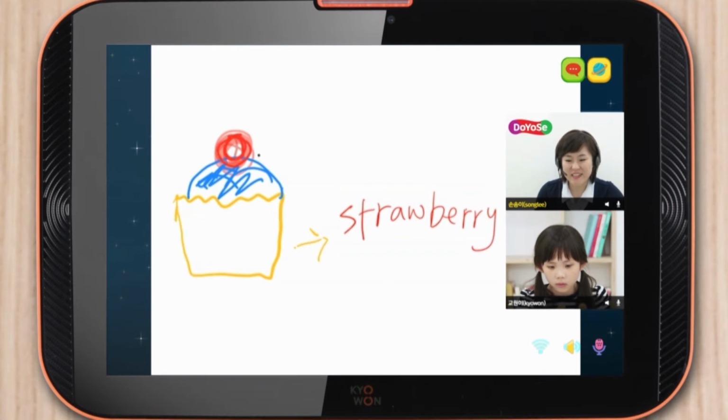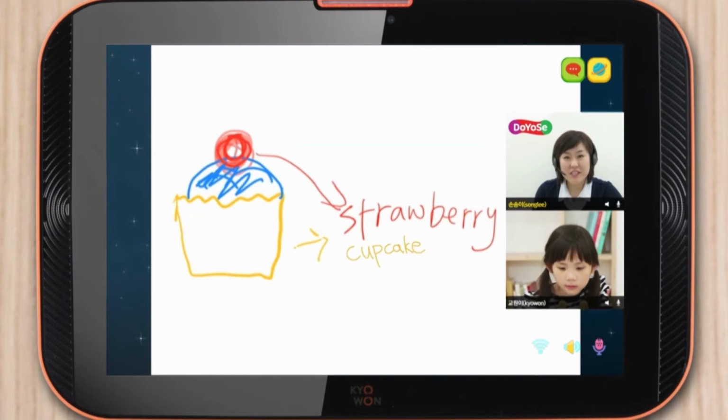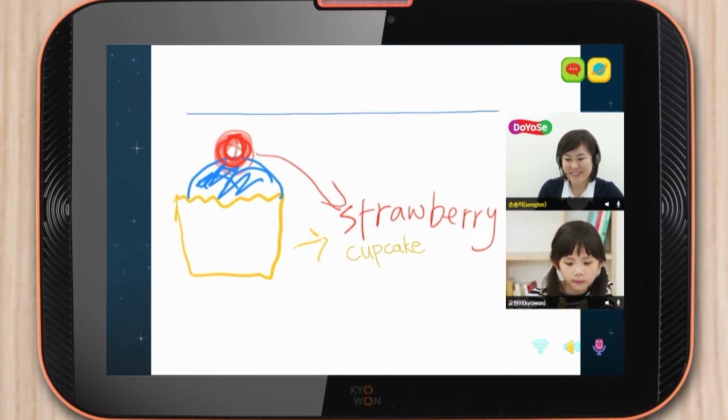Strawberry. This is strawberry. Excellent. What do you call this one? Cupcake. Great. We draw strawberry cupcake. Write the word strawberry cupcake. Here.